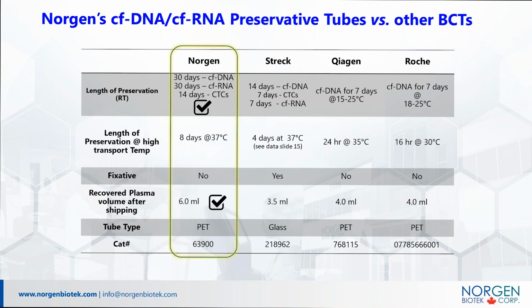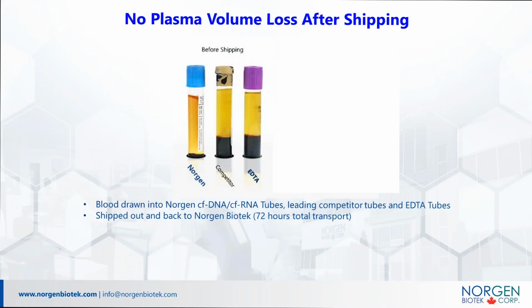And as you know, if you want to have the highest quality, then you will directly think of isolating your DNA from a large sample volume. And as you see, the other tubes recover 3 or 4 ml, and we will see what's going to happen to these volumes after shipping. So one of the important features of Norgen's preservative tubes, based on the chemistry that has been employed in these tubes, is that it doesn't lose any plasma volume after shipping.